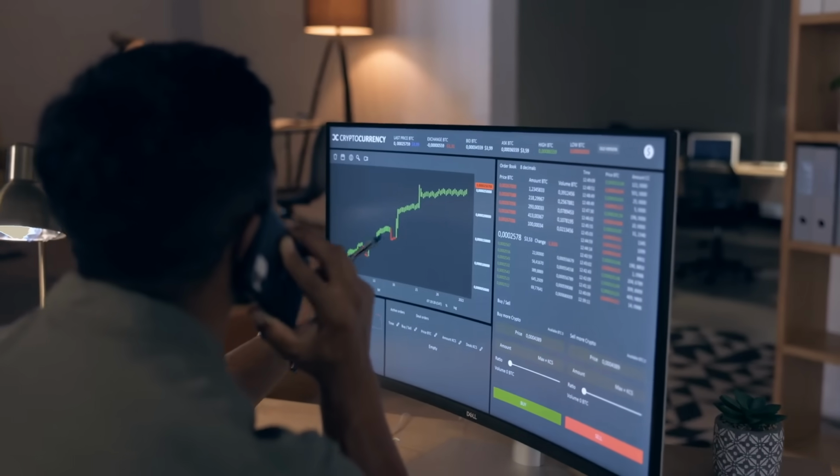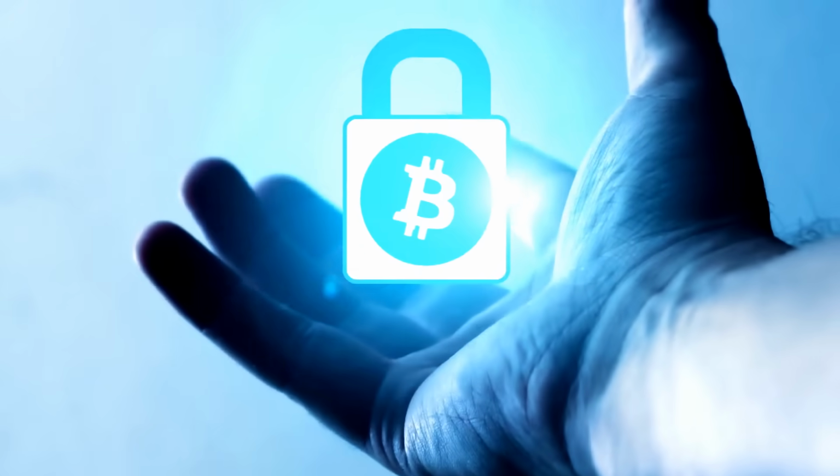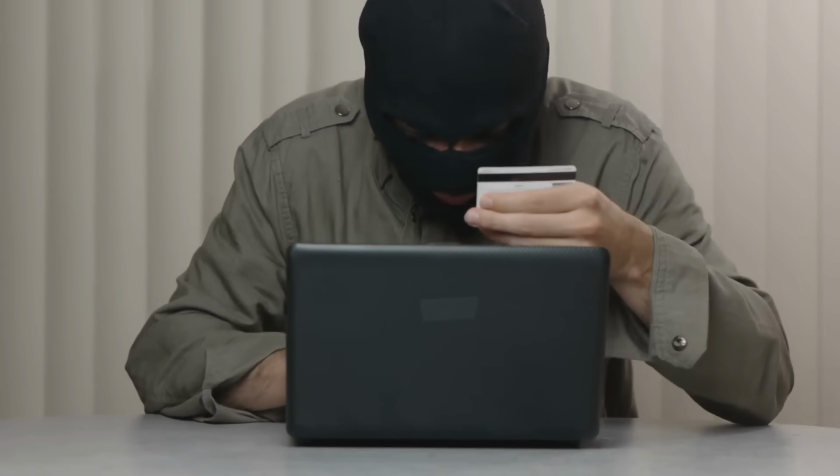Think you're too smart to fall for a crypto scam? Phishing attacks are sneakier than a ninja in a bear market. Let's dive into how to shield your crypto from these digital bandits. It's like putting a force field around your Bitcoin stash. Phishing's the crypto world's biggest boogeyman.